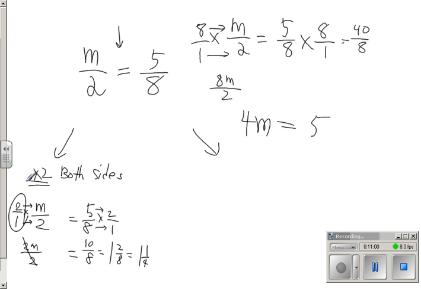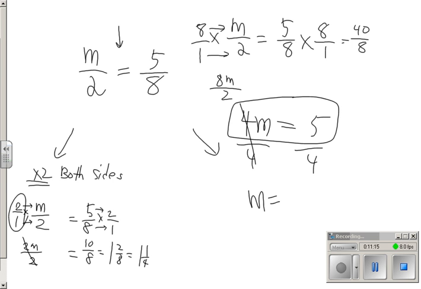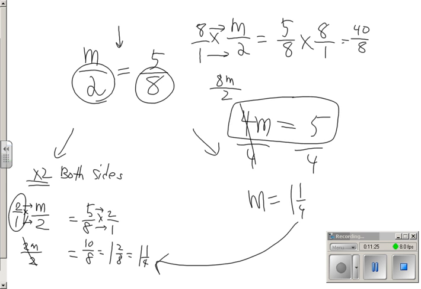And what I've achieved is I've created a new equation, an equivalent equation, but instead of being m over 2 equals 5 over 8, with fractions, I end up with a new equation that does not have fractions. It's beautiful. So divide both sides by the coefficient. I get m equals 5 over 4, or 1 1/4. See? I get the same answer, but instead of multiplying both sides by 2 to isolate the variable, I decided to multiply both sides by 8 to create a new equation that doesn't have fractions. Okay.